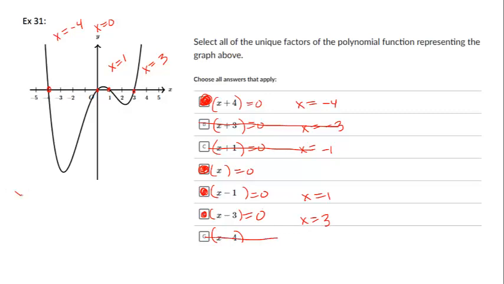Then what I could do is I could go ahead and write this as a polynomial. X plus 4 is a factor, x minus 1 is a factor, x minus 3 is a factor. I could put that x anywhere. I could put it at the end, the beginning. I'm going to choose to put it at the beginning.